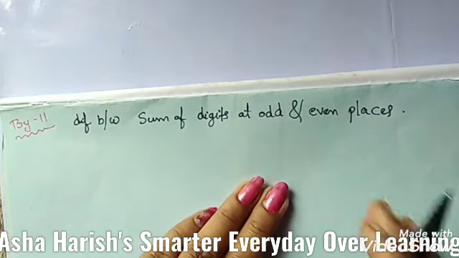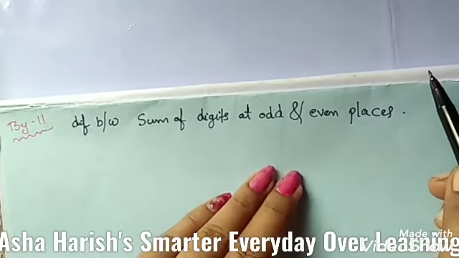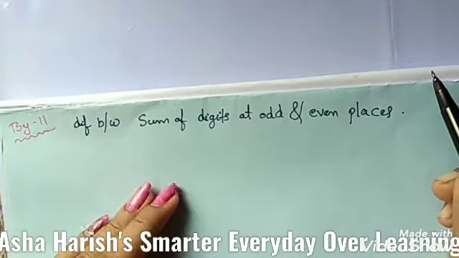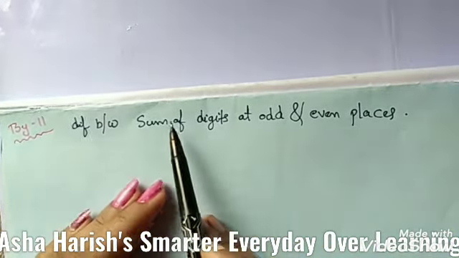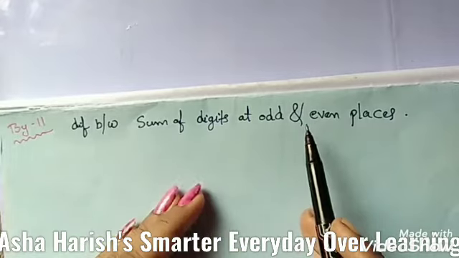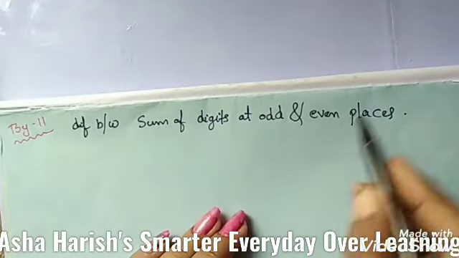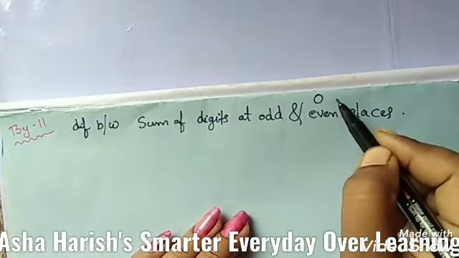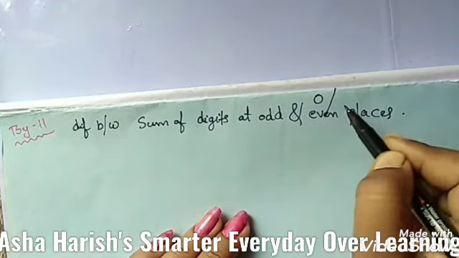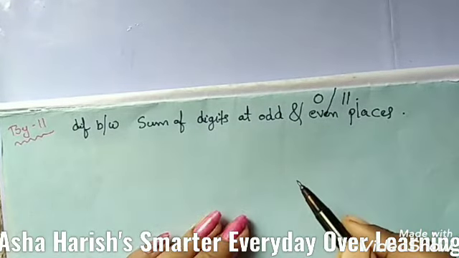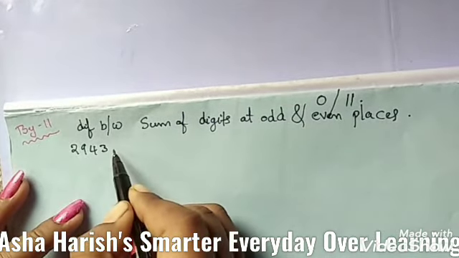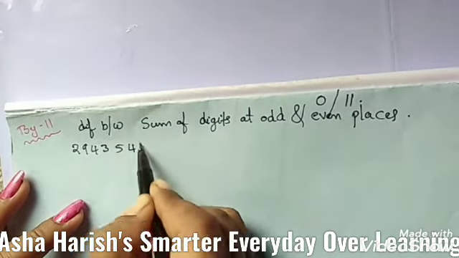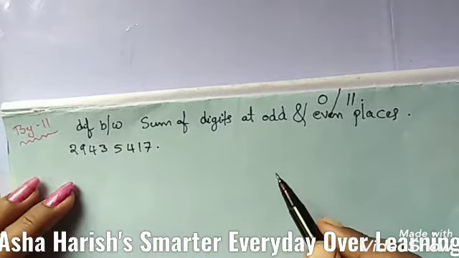Let us see clearly with examples, then only students you will have an idea about this. A number is divisible by 11 if the difference between the sum of its digits at odd places and the sum of its digits at even places is either 0 or a number divisible by 11. Consider the number 29435417.